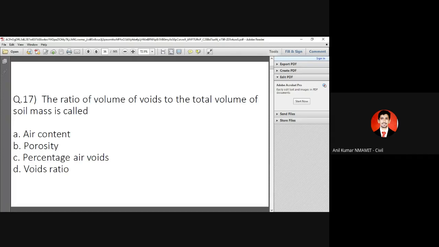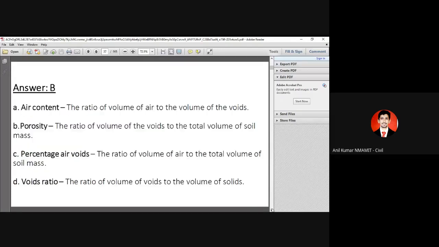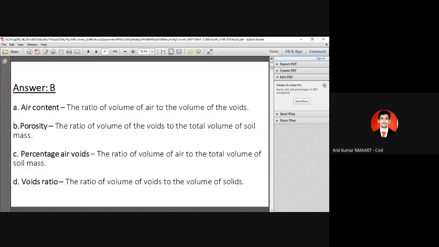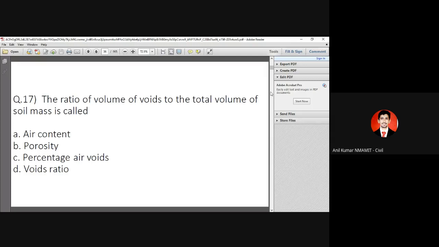Yes, simple. Already we have studied about this. Ratio of volume of voids to volume of solid is, answer is, it is void ratio, right? It is porosity means, sorry, that answer what he has given. Volume of voids to Vv by Vs. Ratio of volume of voids to the total volume of soil mass is void ratio, right?